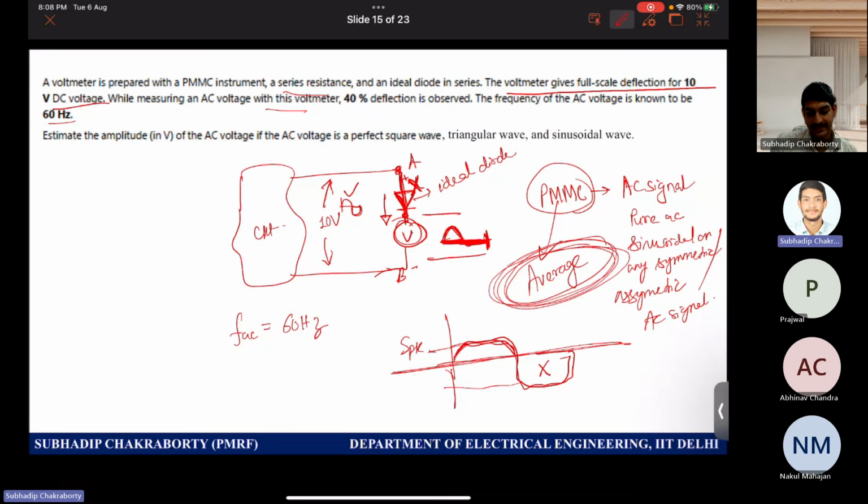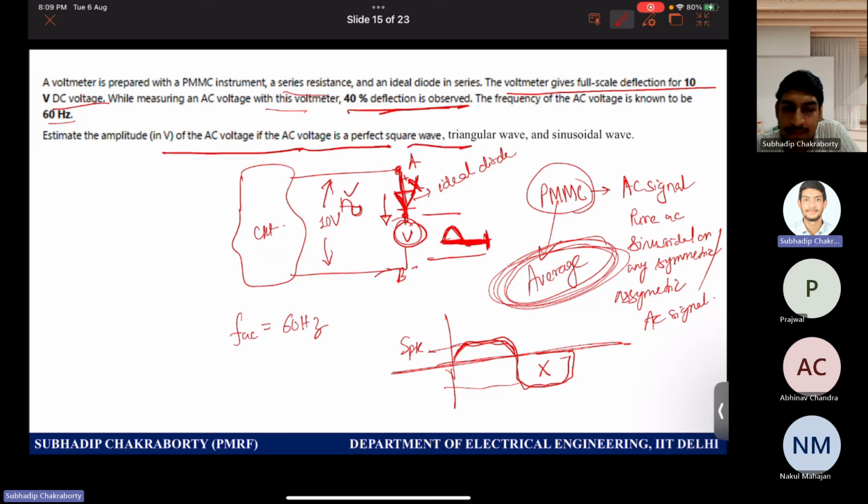So you need to estimate the amplitude of the AC voltage if it is a perfect square wave, triangular wave, or sinusoidal wave. And please note that for the same AC voltage, you have 40% deflection. So how will you solve this problem? Any idea, any guess? Anyone want to try?